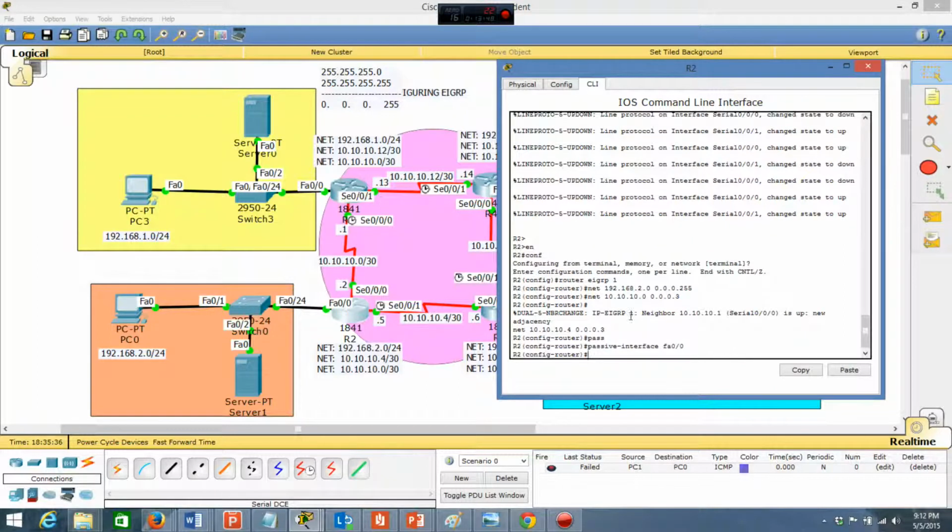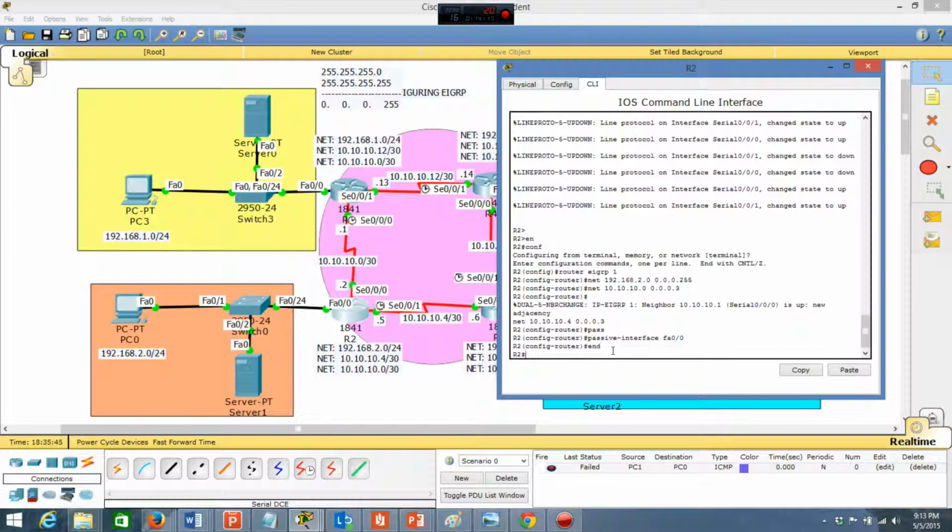As you can see, there's already a neighbor adjacency, so this router is now seeing this router. Okay, basically that's the message we are getting right here. So that is excellent, that is good. We could also give the router an ID, but we don't want to do that right now, so we're just going to end this configuration right here. We should be fine.